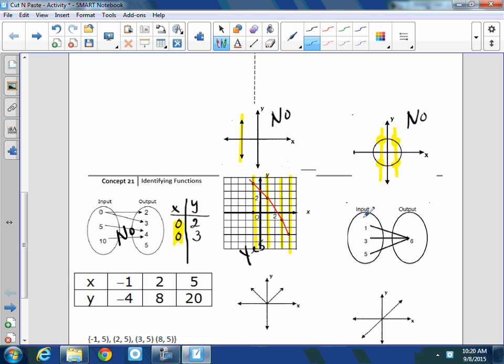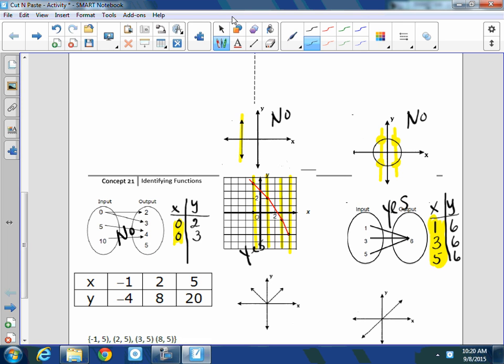Now what about this one? Do the X and Y table. So 1 with 6, 3 with 6, 5 with 6. Now remember, you don't look at the elements on your range, you look at the elements on your domain. And there are no repeats over there. So yes, this is a function.